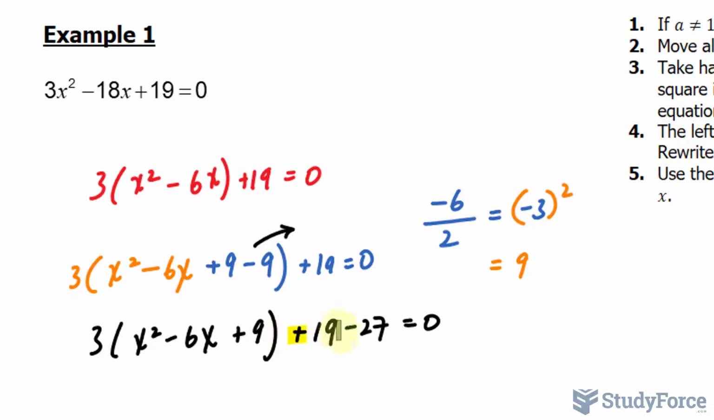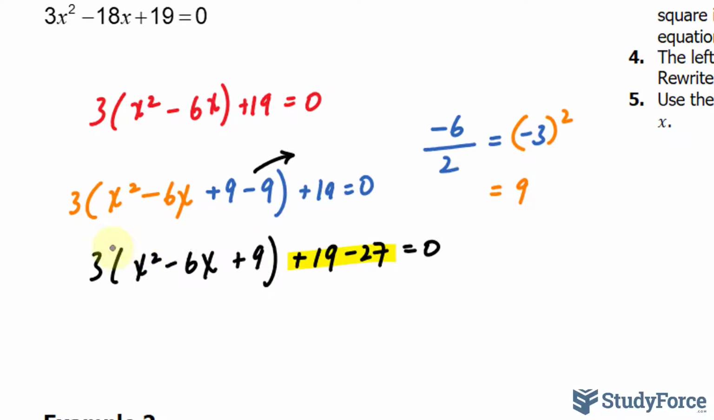You can go ahead and simplify this part, add them together, and what we have right here within these parentheses is a perfect square trinomial. Essentially, we can factor this using the methods we've learned in the past. What two numbers multiply to 9 and add to negative 6? I'm thinking the numbers negative 3 and negative 3. So we can rewrite this as x minus 3 raised to the power of 2. And over here, 19 minus 27 is minus 8 is equal to 0.